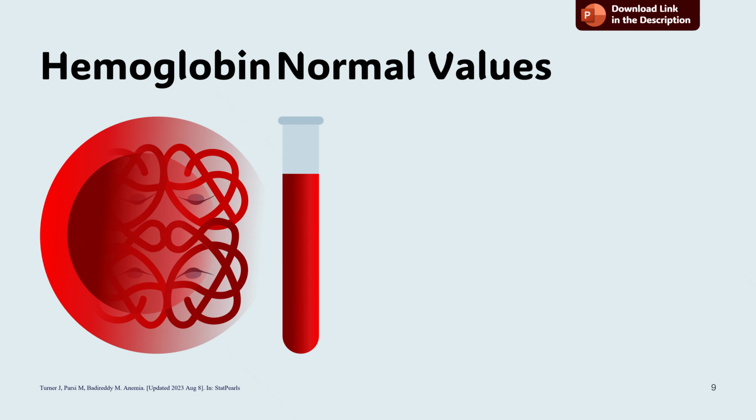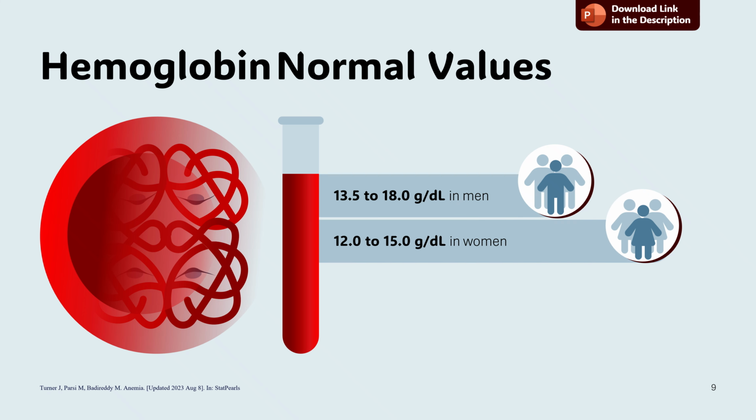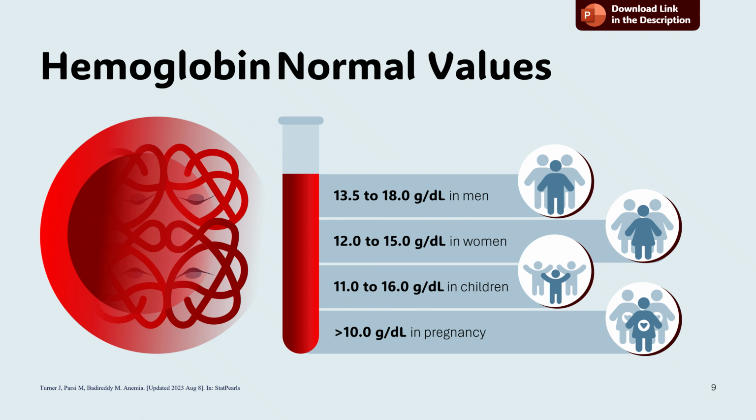Hemoglobin levels vary based on factors like age, sex, and pregnancy status. For men, the normal hemoglobin range is between 13.5 and 18 grams per deciliter. For women, it's slightly lower, ranging from 12 to 15 grams per deciliter. Children typically have a range from 11 to 16 grams per deciliter. During pregnancy, hemoglobin levels are often higher, with a normal range of over 10 grams per deciliter. These values are essential in diagnosing and managing conditions like anemia, where hemoglobin levels may be outside of the normal range.